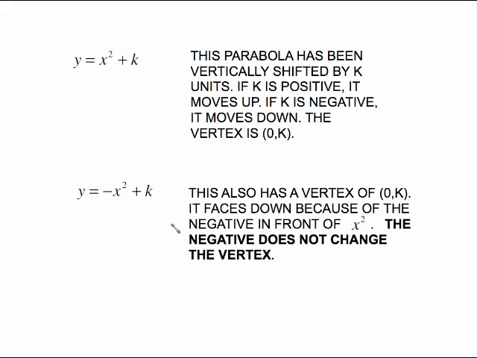So, first general idea, if your parabola is in this form, y equals x squared plus k, then the parabola has been vertically shifted by k units. If k is positive, it has moved up. If k is negative, it's moved down. And the vertex then is written as 0, comma k. Whatever this is going to go in this position. This is very similar. The only difference is that negative in front is going to tell us that it's going to open down. This does not change the vertex. The vertex is still 0, comma k.